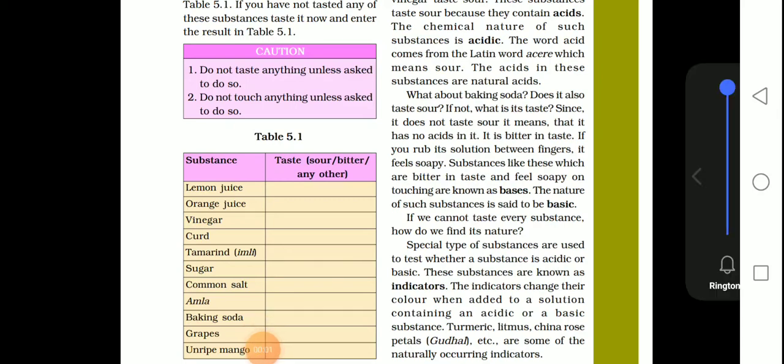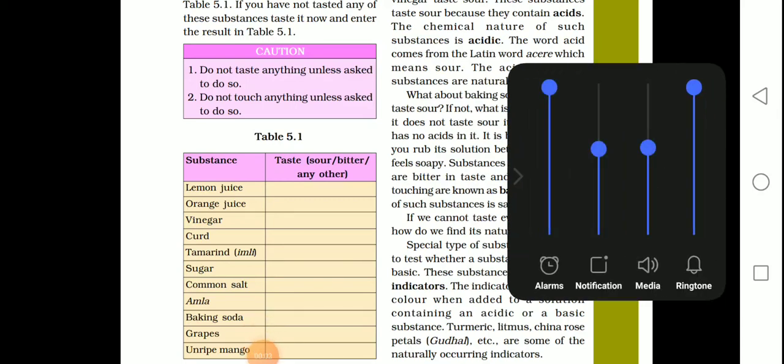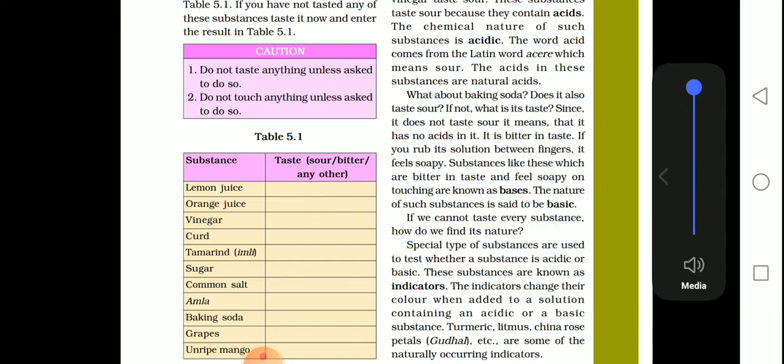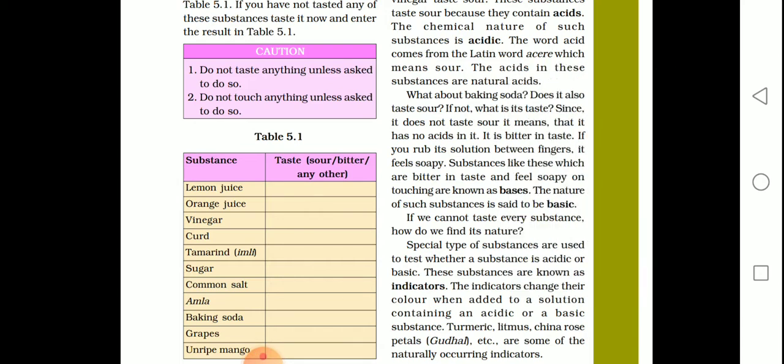Good morning, students. Today's chapter is chapter number 5, Acids, Bases and Salts. Already I have discussed what is acid, the classification of acids, weak acid and strong acid, and also their properties. But in today's lesson, we will study what is a base.